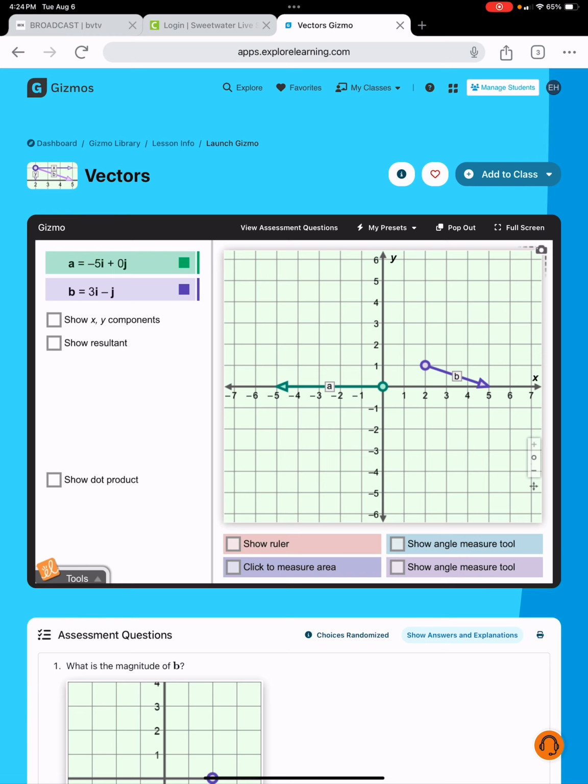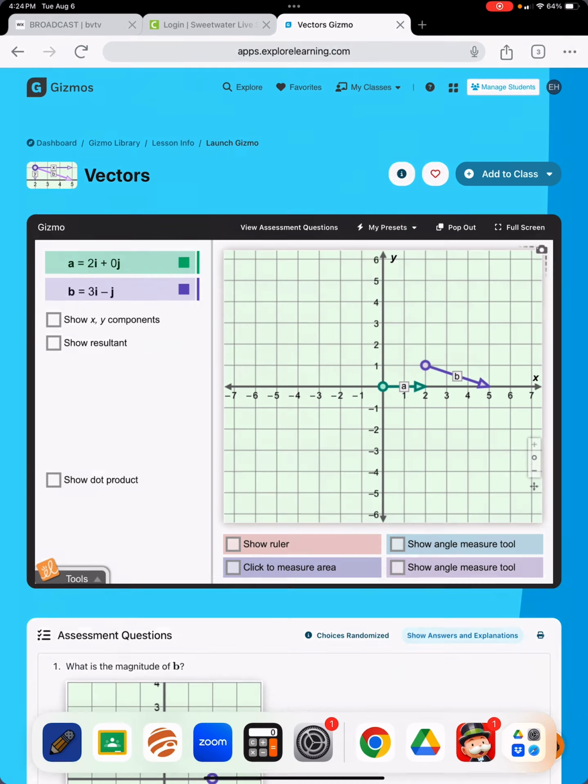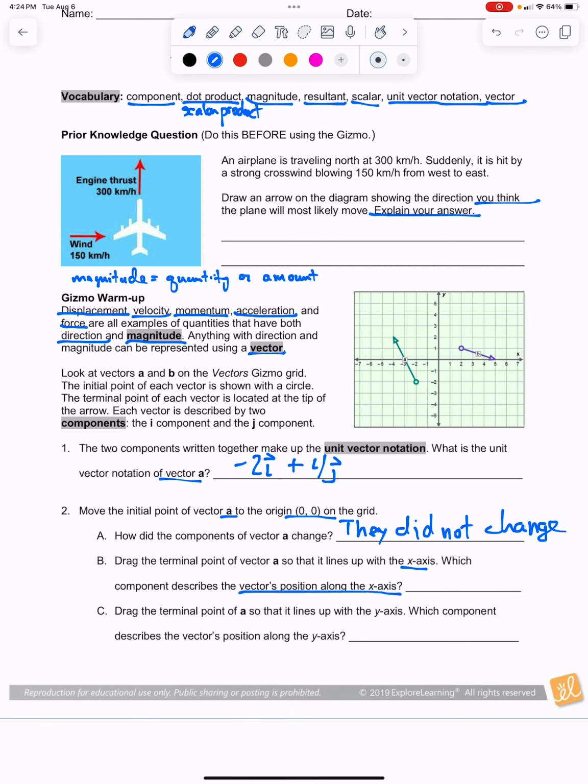If I drag it the other way to, let's say, 2, you can see that the vector components now say 2i plus 0j. In other words, which vector component describes the vector's position along the x-axis? It's the i component. The i vector component tells you the part of the vector that's pointing in the x direction. So let's make a note of that. I component goes along the x-axis, the x direction.